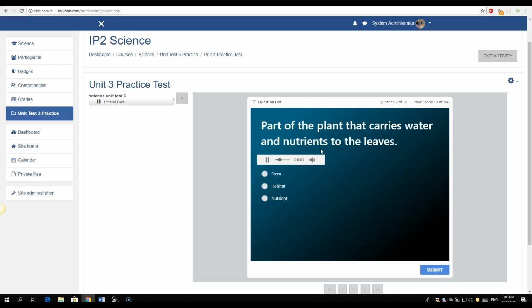Part of the plant that carries water and nutrients to the leaves. Alright, it carries water and nutrients to the leaves. That is the stem.